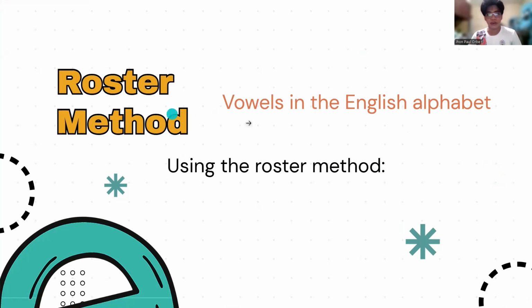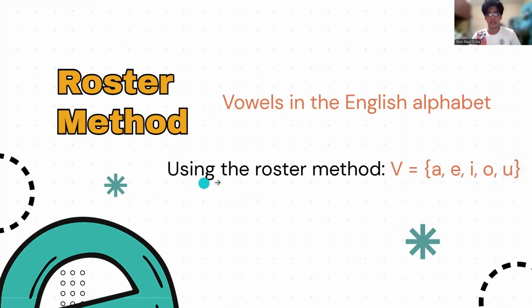So for example, vowels in the English alphabet. What do you think are the vowels in the English alphabet using the roster method? So we have this, A, E, I, O, and U. So these are the vowels in the English alphabet. So we use the braces to represent the elements of a set. So this is basically the representation of the roster method.